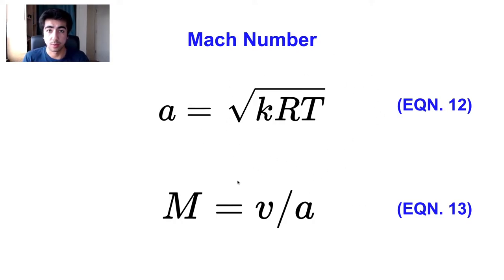So again, Mach number, when you see that, think speed. And the Mach number is, again, the ratio of that flow velocity to the local speed of sound. So if you see a Mach number and you know these thermodynamic properties at that particular point, you can back out the velocity. And these are equations 12 and 13 on that sheet.